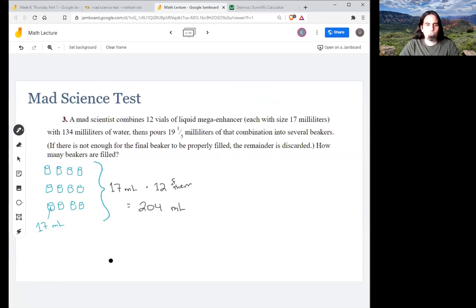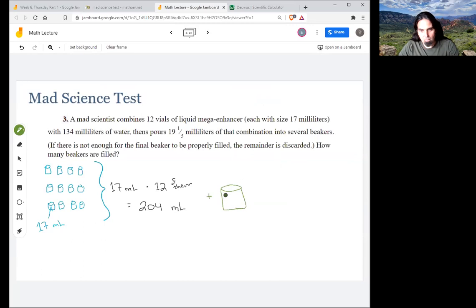Okay, so far we're up to 204 milliliters. And then to that, we're adding my bigger container, 134 milliliters of water. So that means 204 plus 134 is 338 milliliters total. So that's part A.